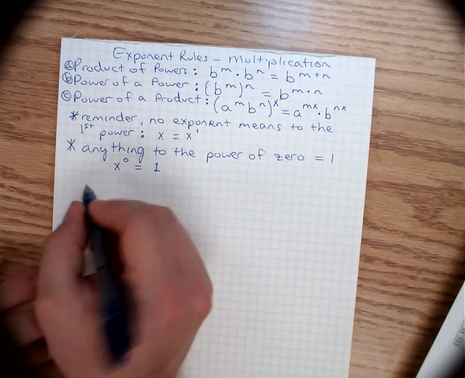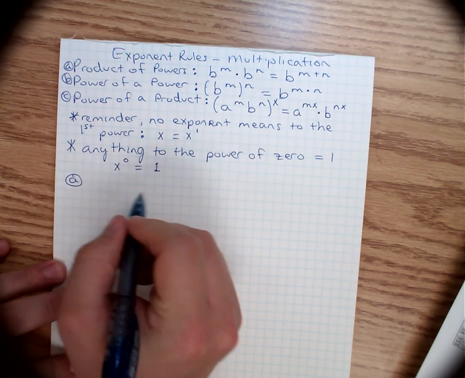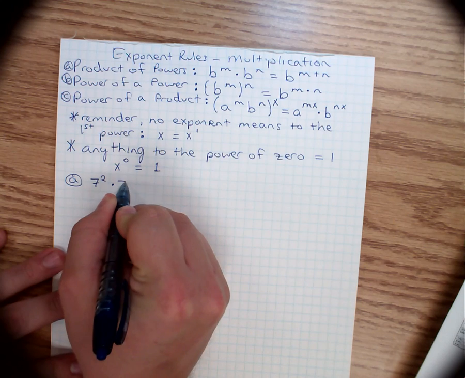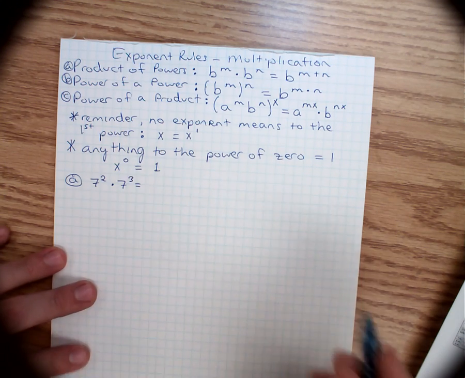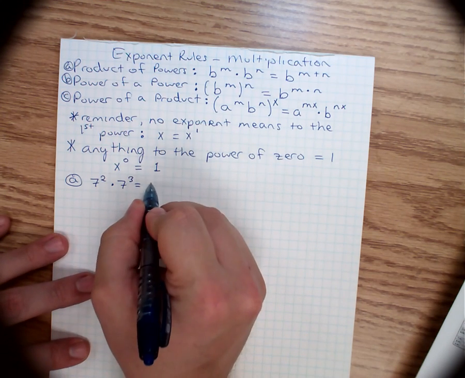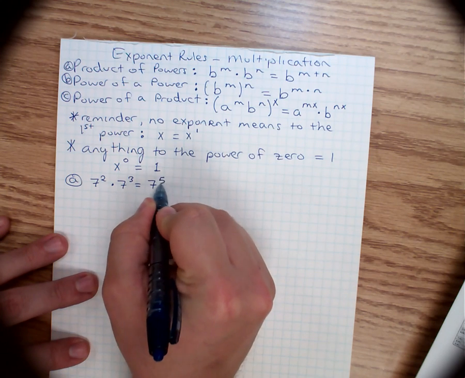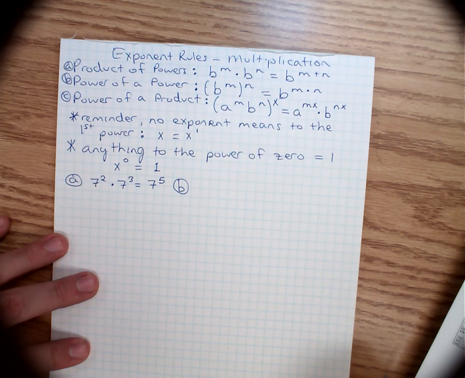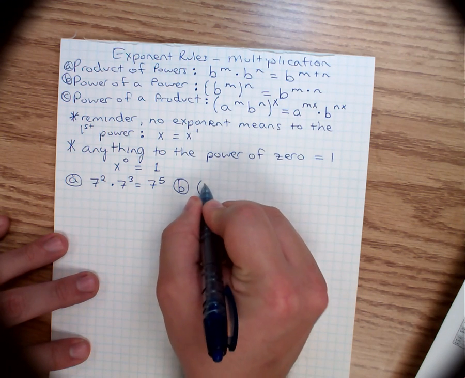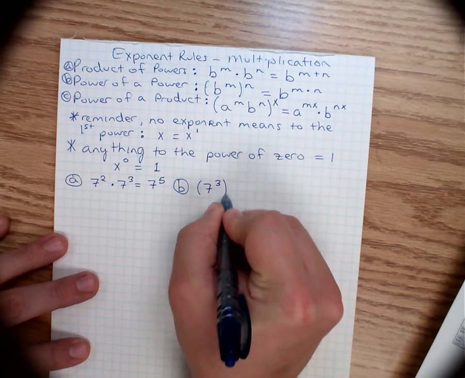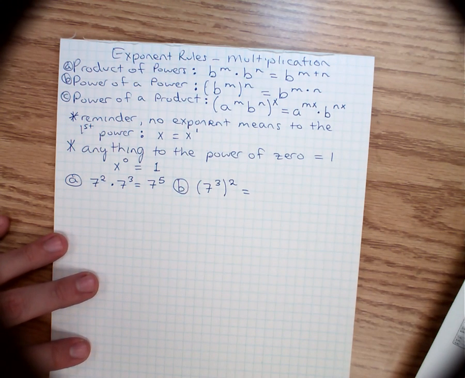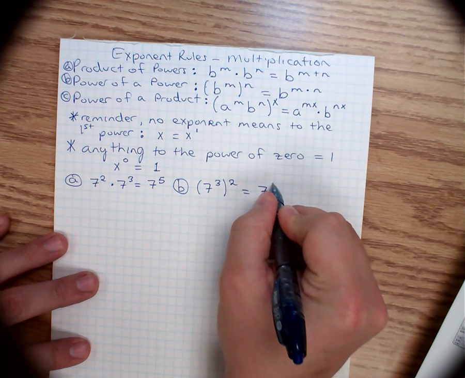Okay, for an example of A, if I had 7 squared times 7 to the 3rd power, what's that going to give me? 7 to the 5th. Good. So now an example of my second one. Let's say I have 7 to the 3rd power squared. 7 to the 6th power.